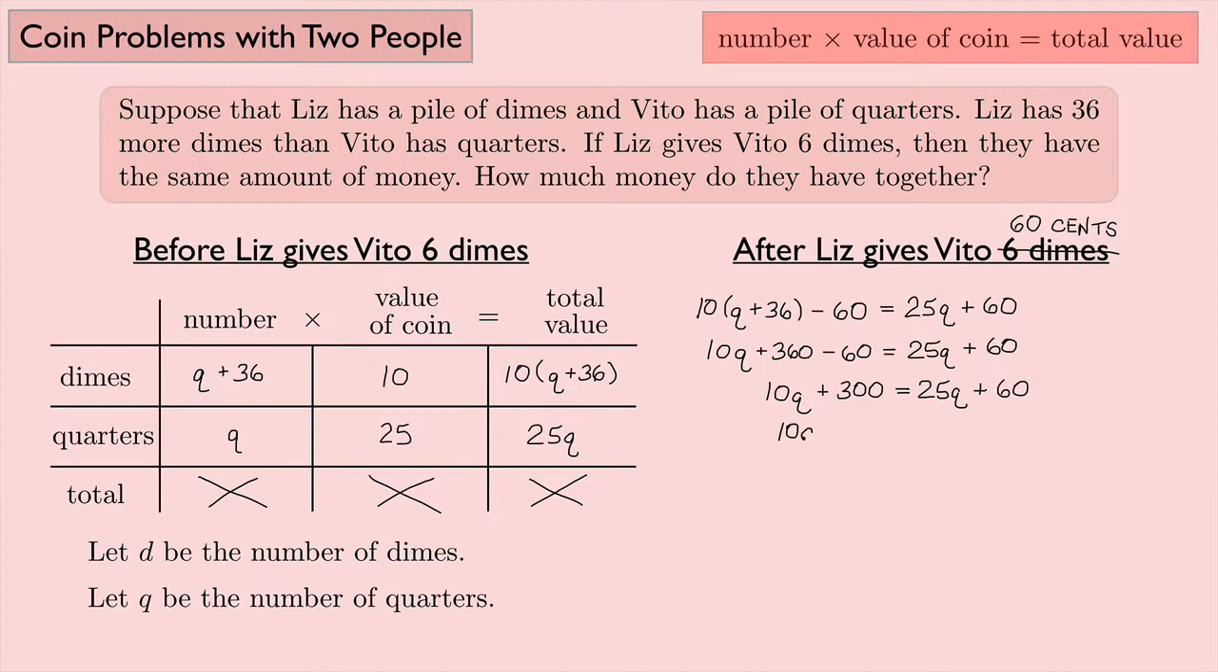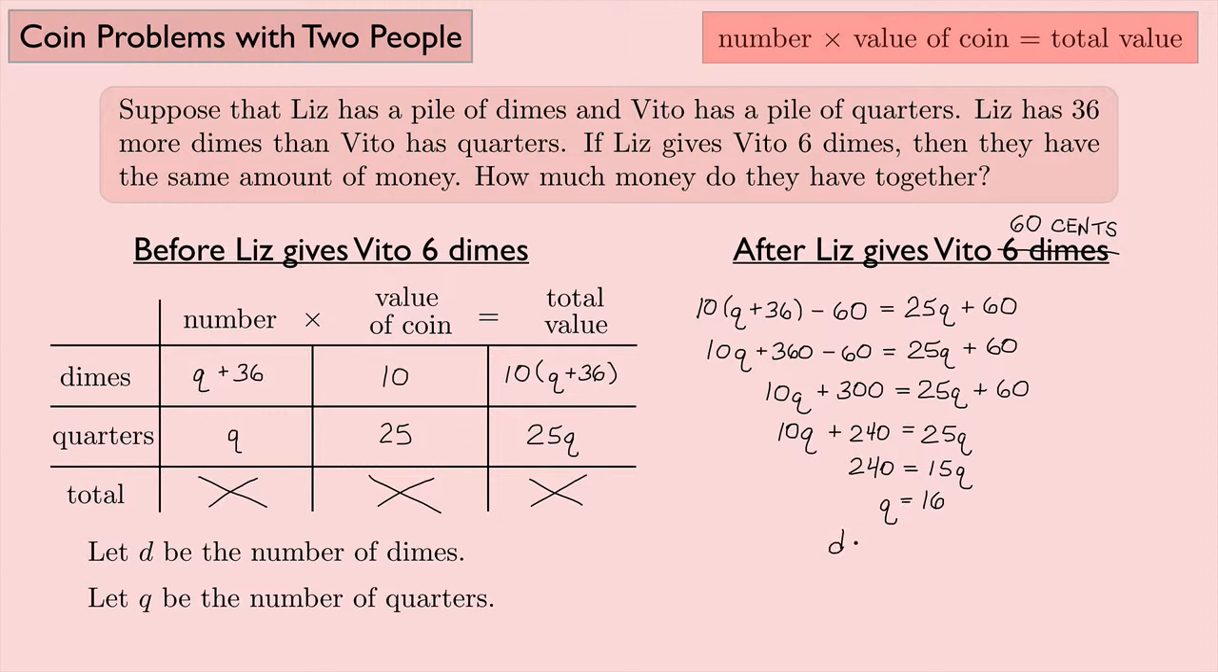I would get 10Q plus 240, since 300 minus 60 is 240, and that equals 25Q. I'm almost done here. Then I can subtract 10Q from both sides. So I get 240 equals 25Q minus 10Q, which is 15Q. Then I divide both sides by 15. 240 divided by 15 is 16. And so that is the number of quarters.